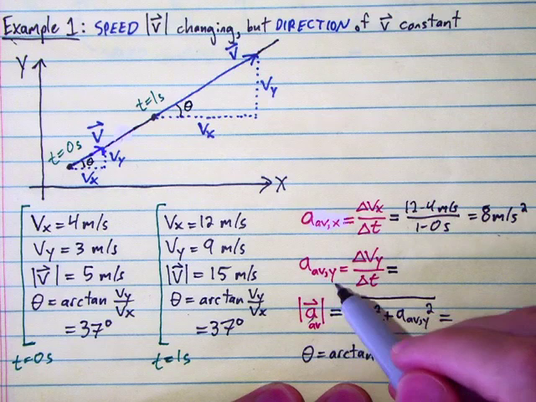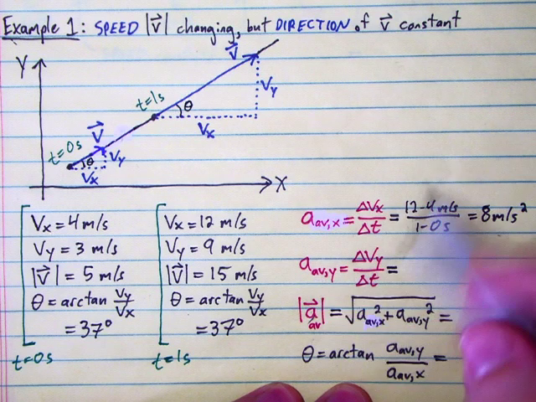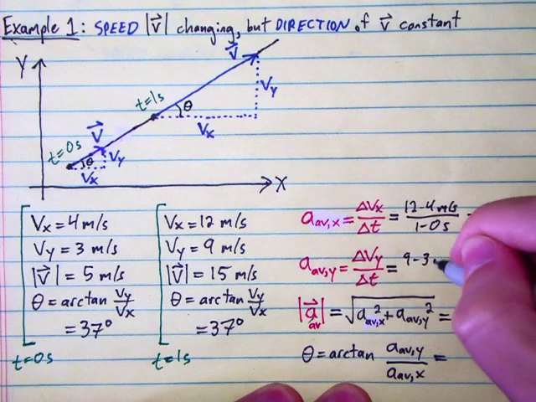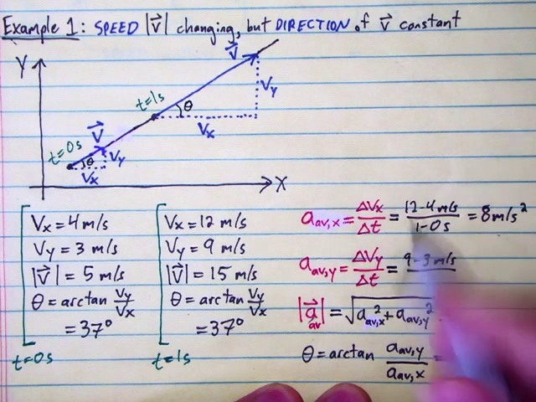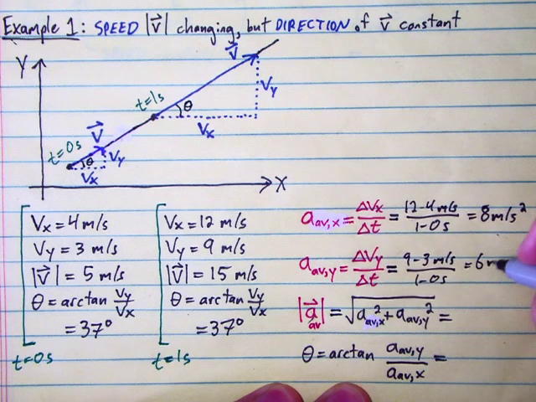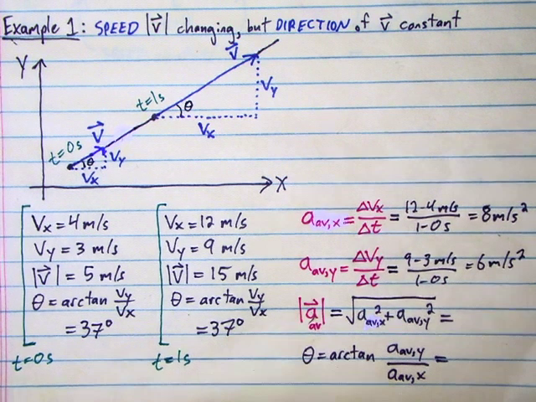The y component of the average acceleration, delta Vy, is 9 minus 3 meters per second over a time interval of 1 second. That is 6 meters per second squared.